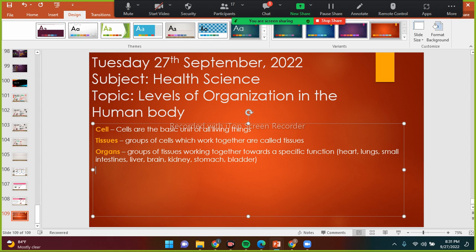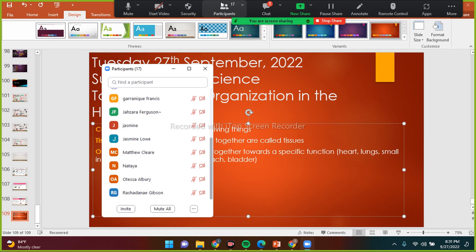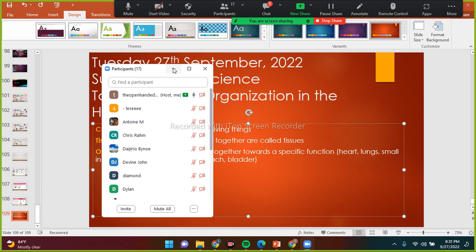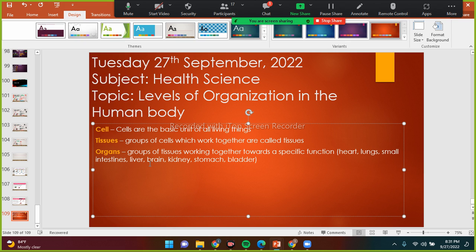Now, okay, so we have cells. Groups of cells make up what? Tissue. Tissues. Very good. Then groups of tissues make up what? Organs. Groups of organs make up what? Organ systems. Very good. Organ systems.